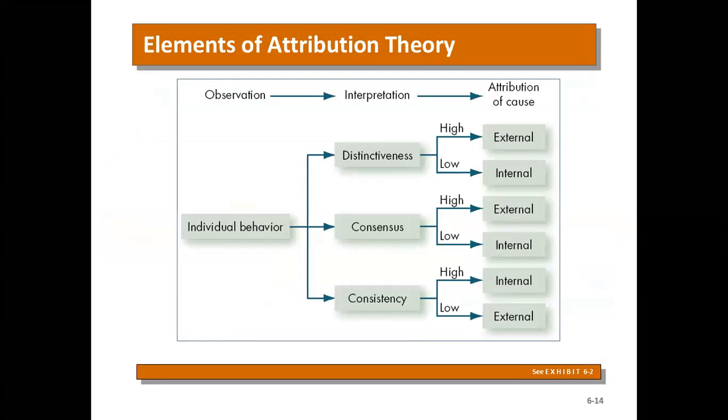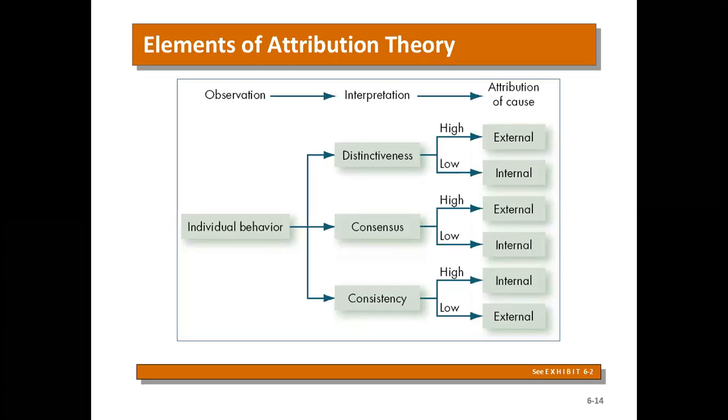Okay, so the individual behavior is what you are observing, right? Now the interpretation is the judgment part. So you're looking at three aspects. Every time we look at anybody's behavior, we are always asking three important criteria. We're always looking at it from three different lenses. One is distinctiveness, the second is consensus, the third is consistency.